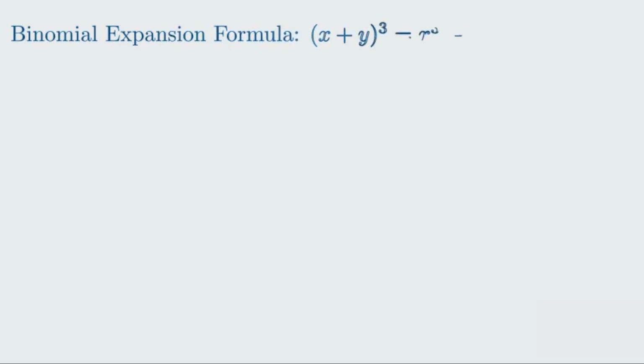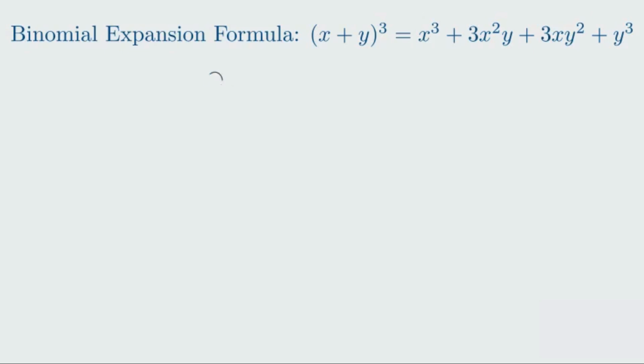Let's begin by expanding the binomial, ax plus b cubed, using the binomial expansion formula. The formula for the cube of a binomial is quantity x plus y, all cubed, equals x cubed plus 3 times x squared y plus 3 times xy squared plus y cubed. Now we will apply this formula to our specific binomial, ax plus b cubed.